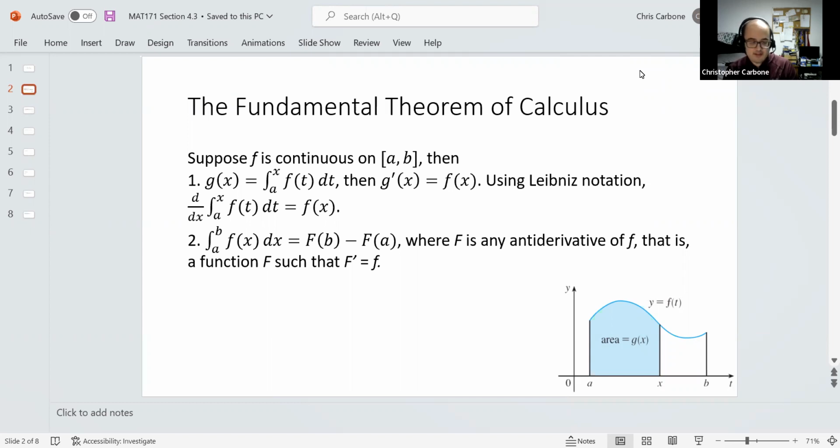And the second part is that the integral from a to b of f of x dx is equal to capital F of b minus capital F of a, where capital F is any antiderivative of lowercase f. That is a function capital F such that capital F prime is equal to lowercase f. And we could see that this would just give us the area underneath the curve y is equal to f of t, and it stops at whatever value x this is referencing.